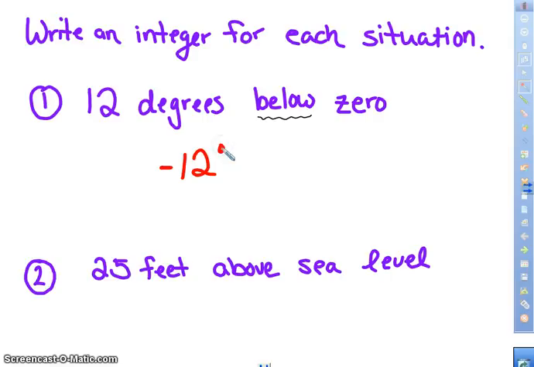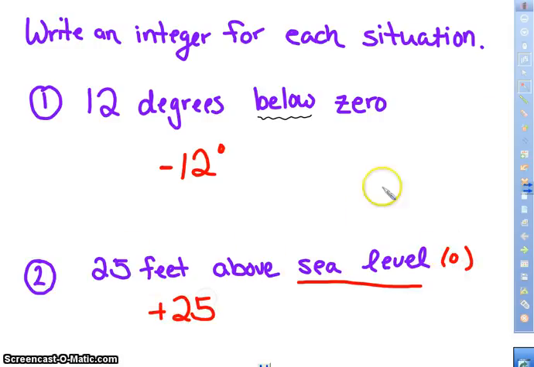25 feet above sea level. Now remember, sea level is at our 0. So if it's above sea level, it's going to be positive. It's going to be a positive 25.